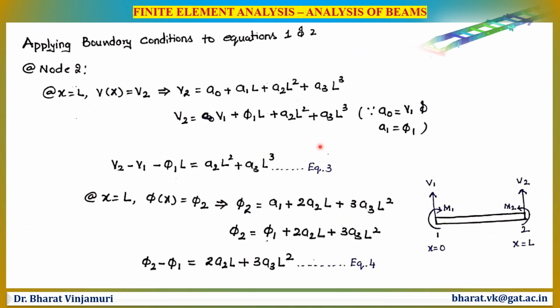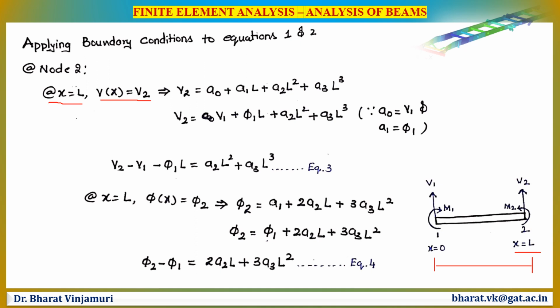If you want to find the coefficients a2 and a3, we need to once again consider the boundary conditions at node 2. Say this beam has length L. At node 2, the value of x is equal to L, so the value of v of x will be v2. Wherever we have the x coordinate, it will be substituted in the form of L. So v2 is equal to a0 plus a1L plus a2L square plus a3L cube.